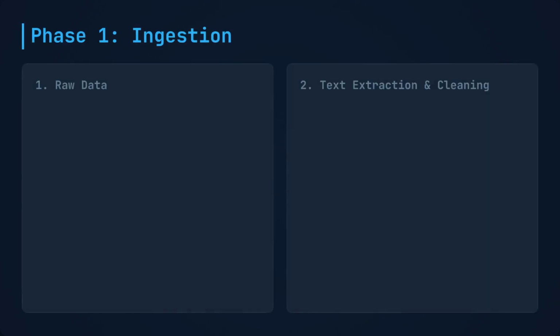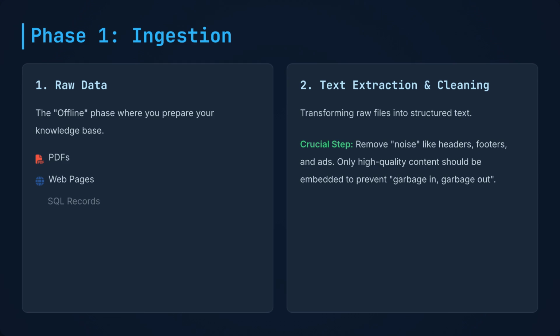Phase 1 is ingestion, starting with raw data like PDFs or web pages. The crucial step is text extraction and cleaning. Only high-quality, noise-free content should be embedded, preventing, quote, garbage in, garbage out.